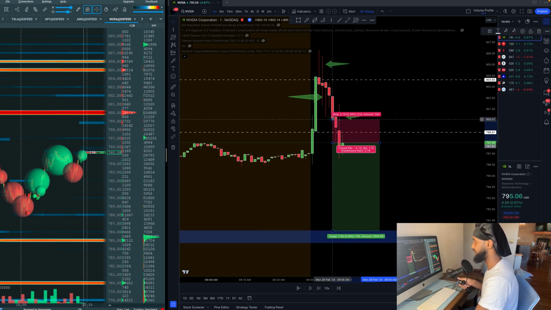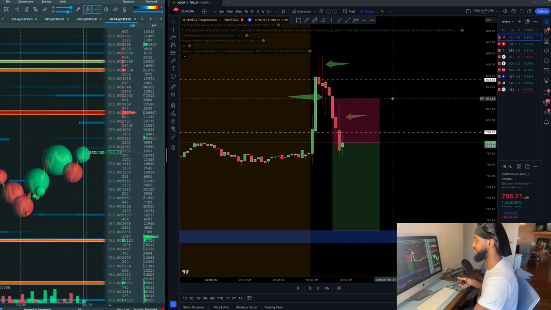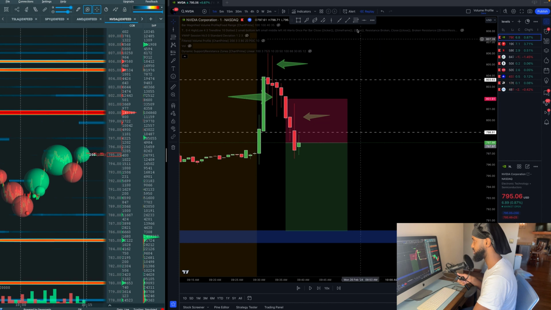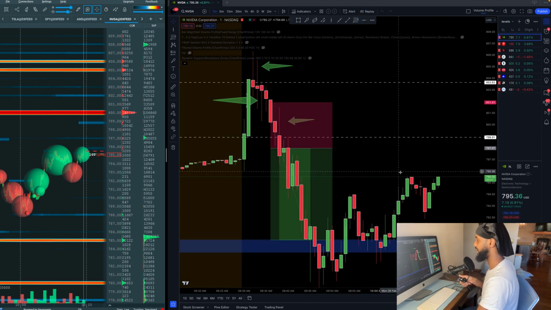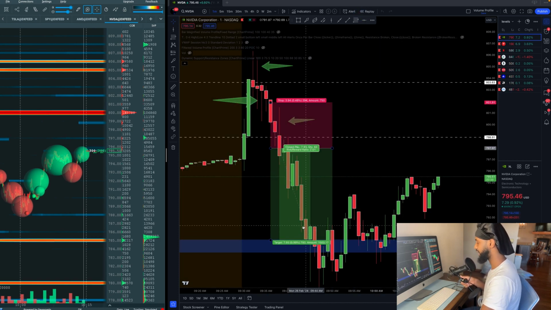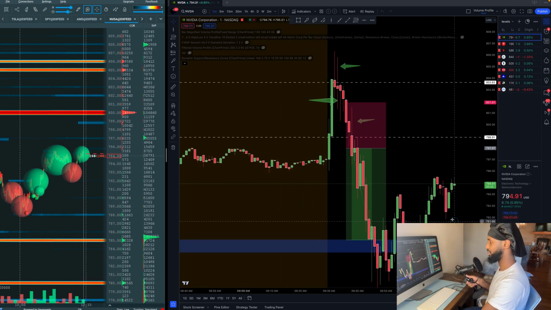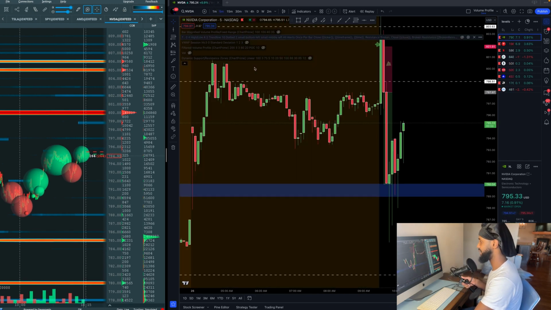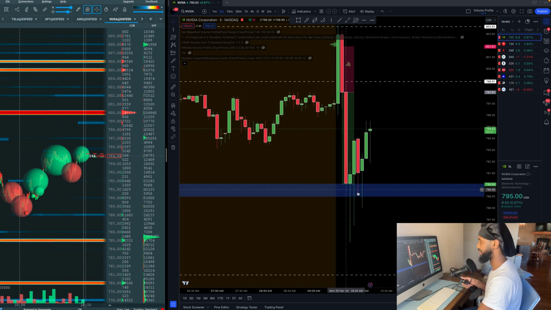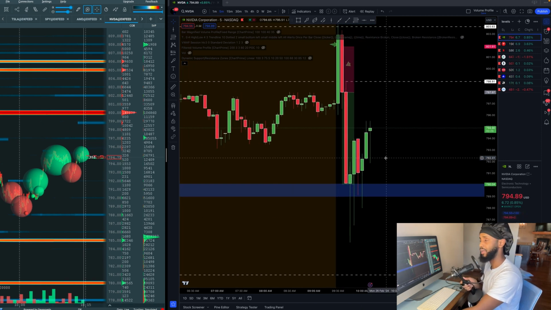I made it a 2-to-1 ratio. So we had this stop loss up here at around 802, and we can see how this played out. I got out a little before my target, but it worked out perfectly. And now we can see that once we reach this zone, those buyers have stepped in. But this was a great trade.